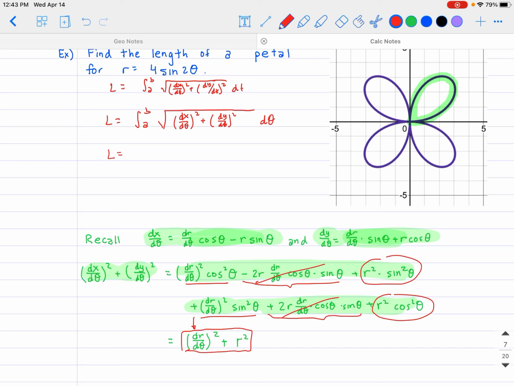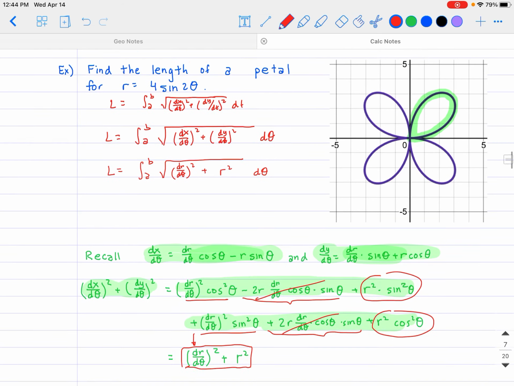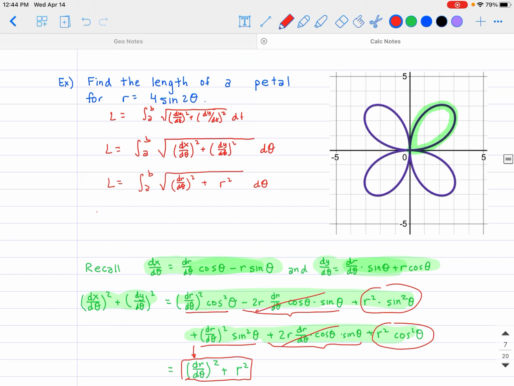So then L, which is going to be the length of the curve once again, is going to be the integral of the square root of (dr/dθ)² plus r², dθ, and the boundary is going to be from a to b. Well, I think we have everything that we need numerically then. So the length that we're solving for is going to be equal to the integral.